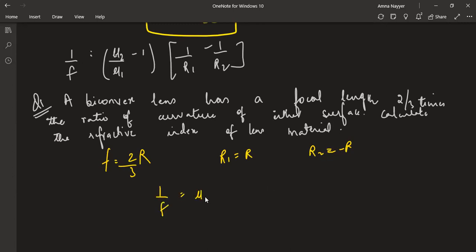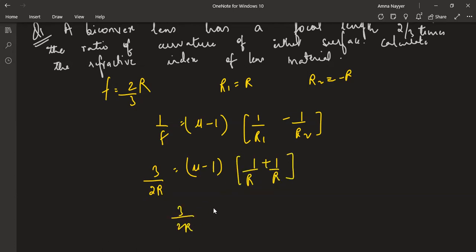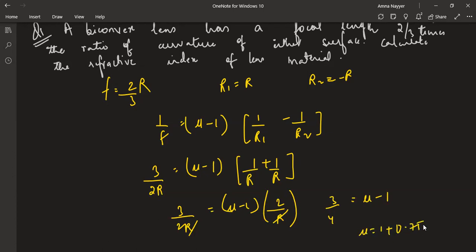So, 1/F will be mu minus 1 into 1/R1 minus 1/R2. Now, if you put in all the values, 1/F will become 3/2R, right? And mu minus 1, mu we have to find out. 1/R minus minus 1/R, that becomes plus. So, 2/R it is. 3/2R is equal to mu minus 1 into 2/R. See, R gets cancelled. 3/4 is equal to mu minus 1. So, mu will be 1 plus 0.75, which is 1.75. Understood? Yes or no? Yes.